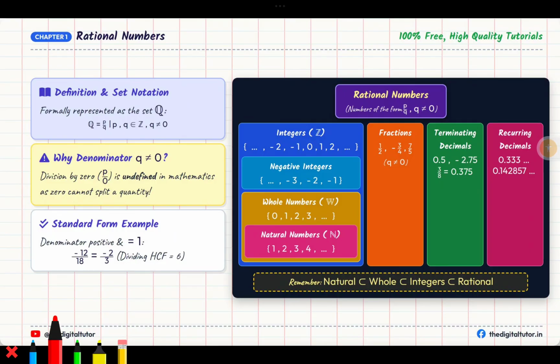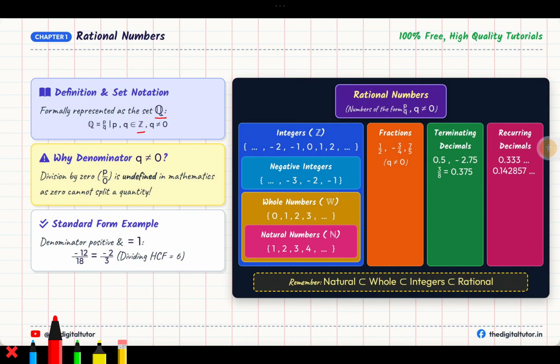So let's look at the definition and set notation. Rational numbers are represented by the set of q such that q is equal to p by q, where p and q are elements of the set of Z, that is the set of integers, and q is not equal to 0. So p and q both belong to the set of integers.